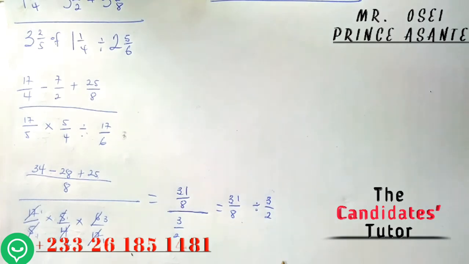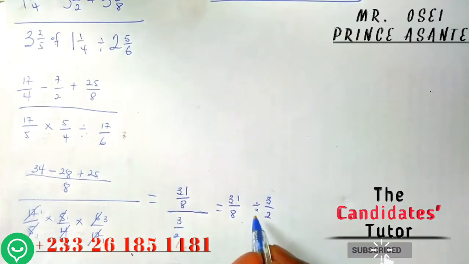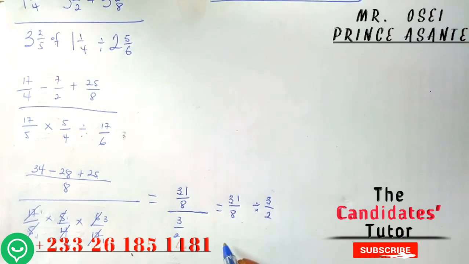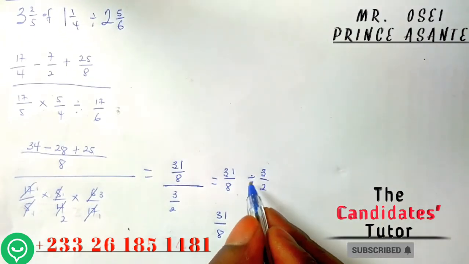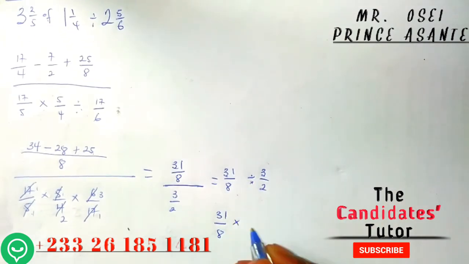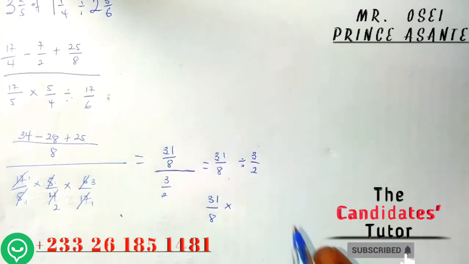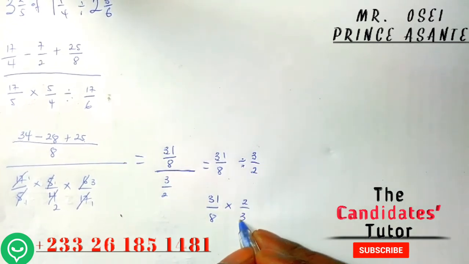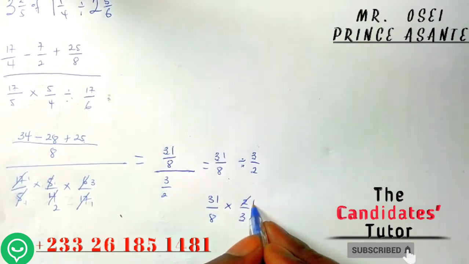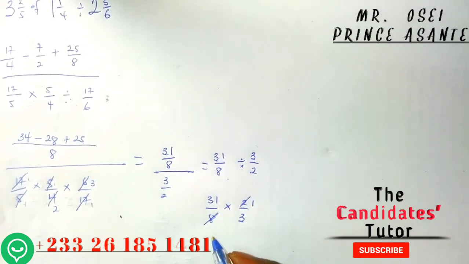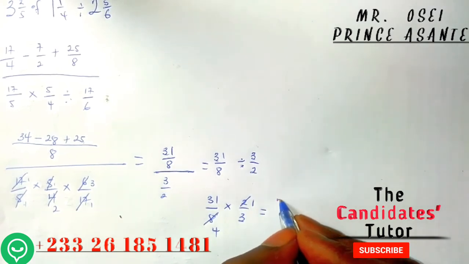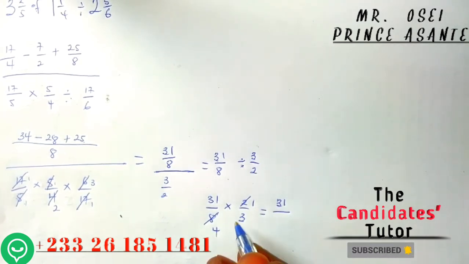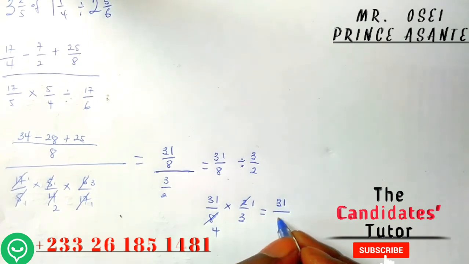So what we are going to do is reciprocate. We're going to maintain the first fraction, 31 over 8, then you change the sign to multiplication, then we reciprocate this. We're going to have 2 out of 3. Now 2 can go into itself 1 time and into the 8 how many times? That's 4 times. 31 times 1 gives me the same 31, and then 4 multiplied by 3 gives me 12.